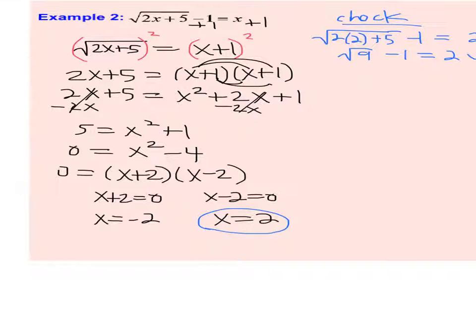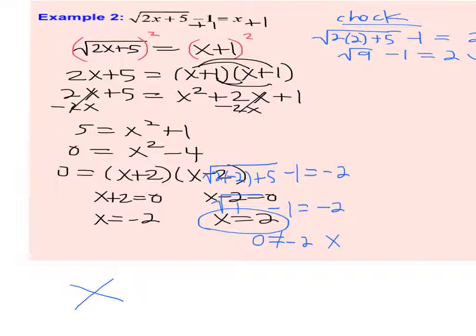So then the next thing we'll do is check negative 2. So if I do the square root of 2 times negative 2 plus 5 minus 1, we're checking to see if that's equal to negative 2. So under the square root, I'm going to get 1. And now we can see that this doesn't work because the square root of 1 minus 1 is just going to be 0, which does not equal negative 2. So that's not a solution. That's extraneous, and the only solution to this equation is 2.